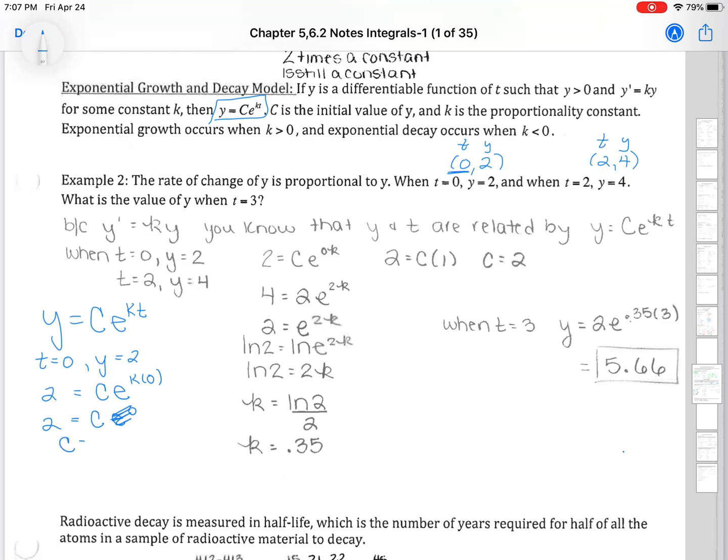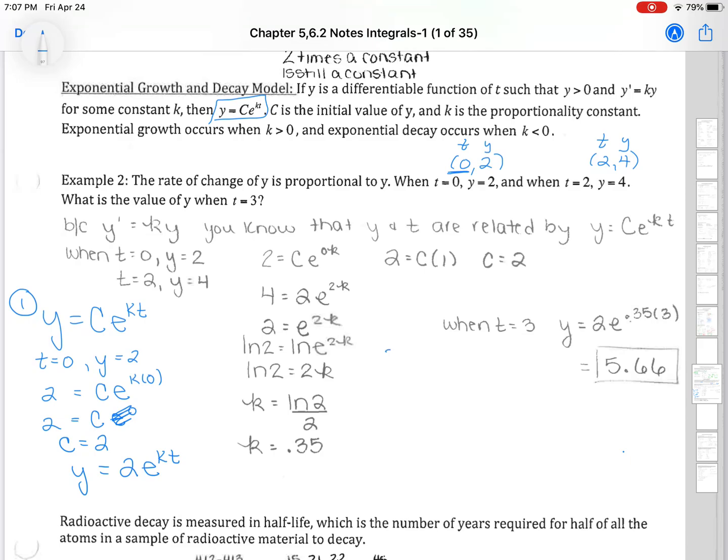So we get 2 equals ce to the k times 0. Simplify, we get ce to the 0. Well, anything to the 0 is just 1, so that's gone. So now we know what our c value is. We know our initial condition is 2, so we can sub that into our formula. So we get y equals 2e to the kt.